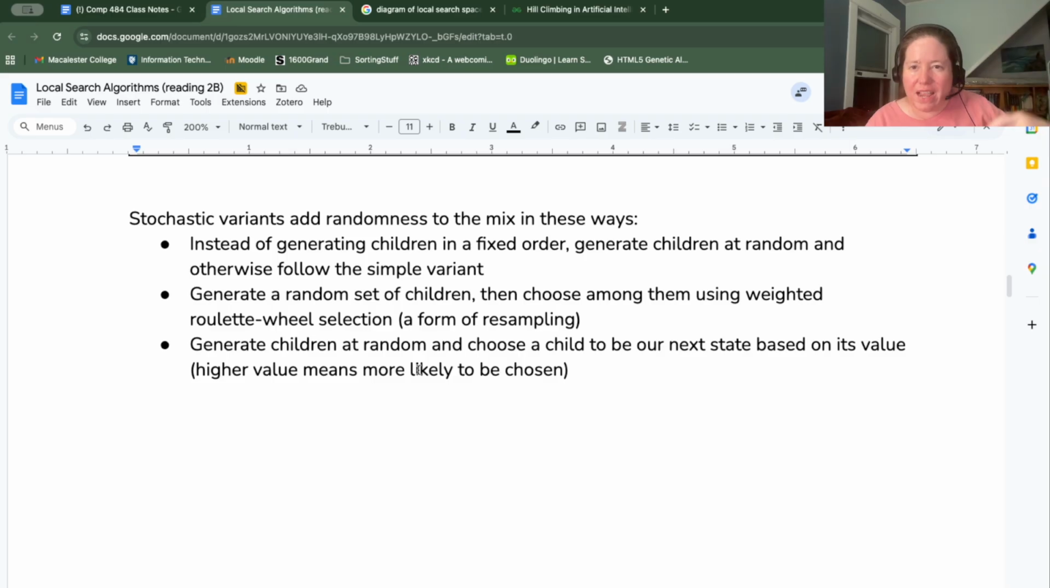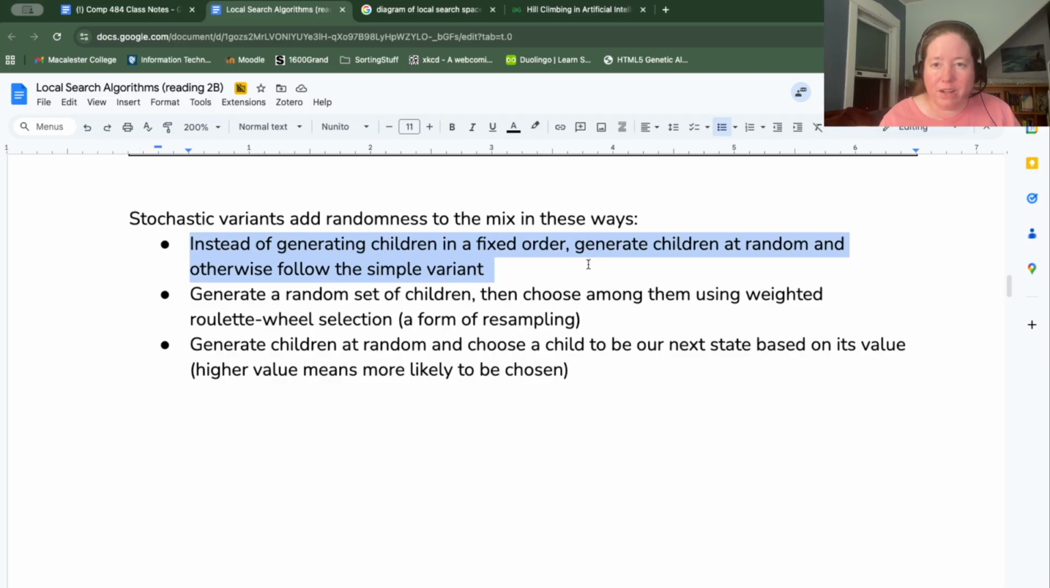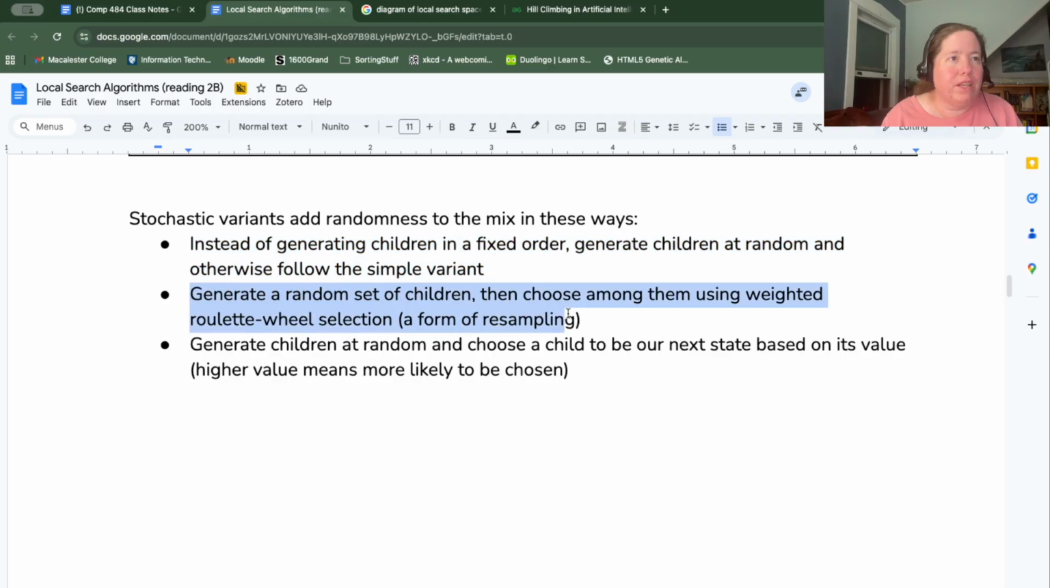So yes, stochastic variants add randomness to the mix, and I basically have talked through most of these already. Instead of generating the children in a fixed order, you generate them at random, and otherwise you follow the simple variant. So you generate one, and then if it's better, you take it. You could generate a random set of children, or all of them, and choose among them using resampling, which algorithmically we refer to as weighted roulette wheel selection oftentimes.